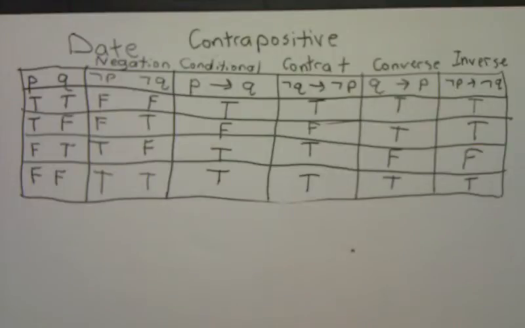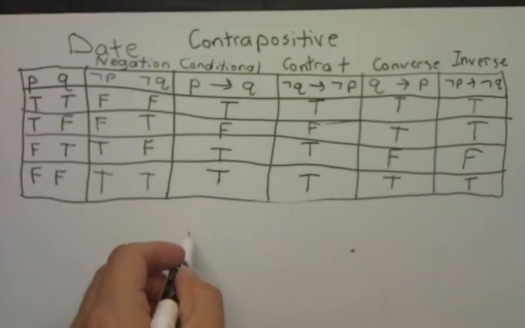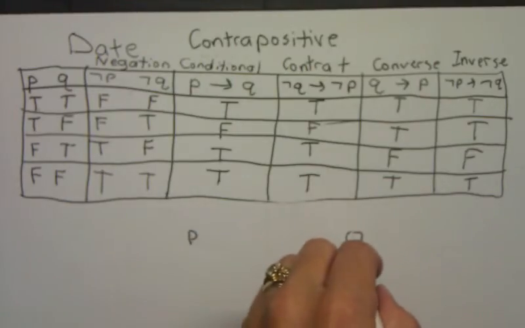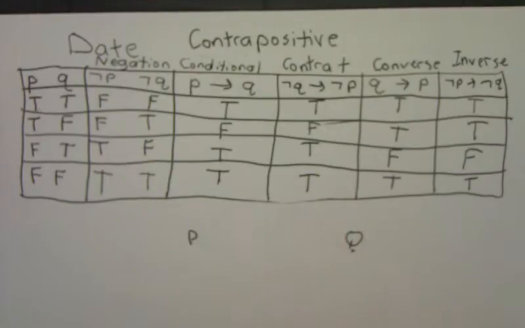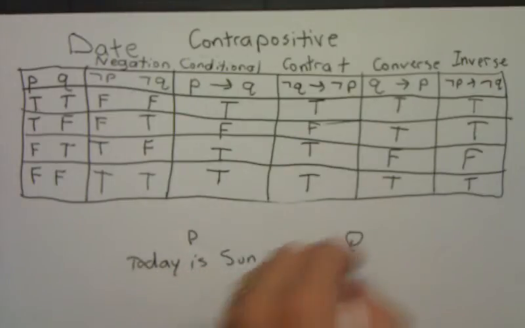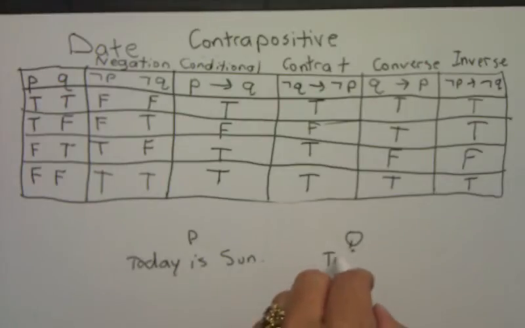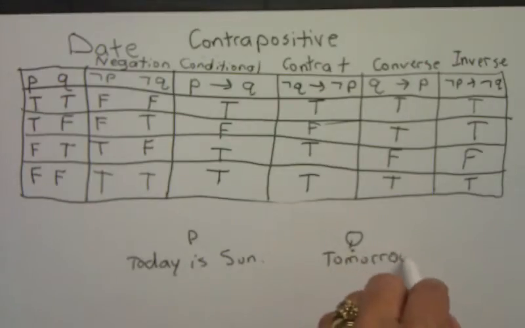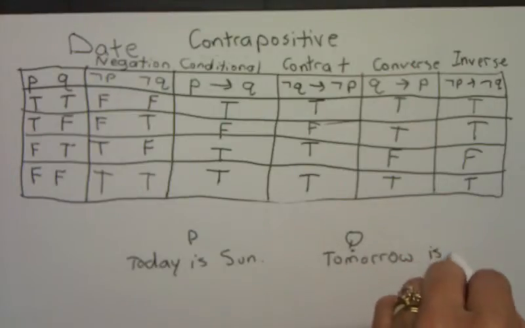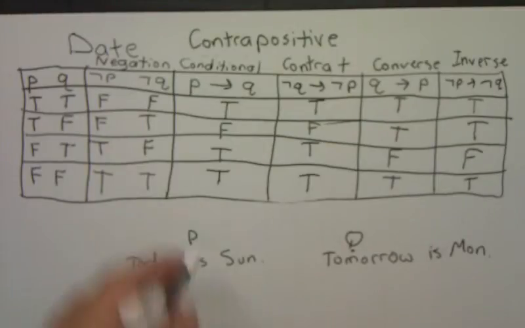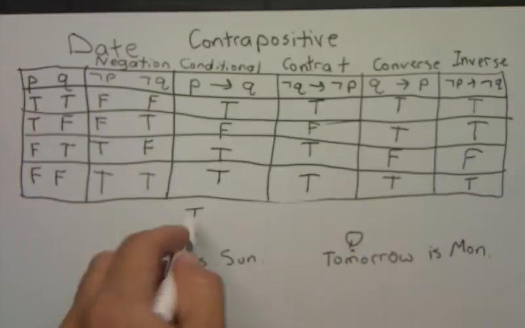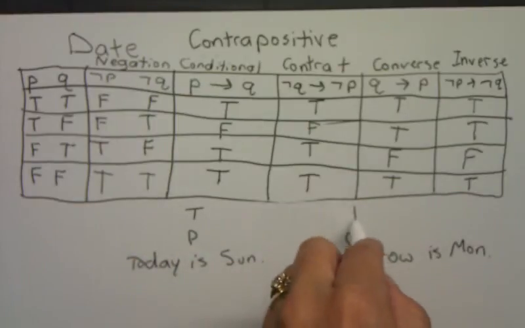Here we go. This is what we have. First thing I have to do is label P and Q. If today is Sunday, tomorrow is Monday. So P says today is Sunday, because P is always first. Q says tomorrow is Monday. Is today Sunday? Well, we're going to have to assume it is. It says if today is Sunday, so today's Sunday. Is tomorrow Monday? Yes, it is.